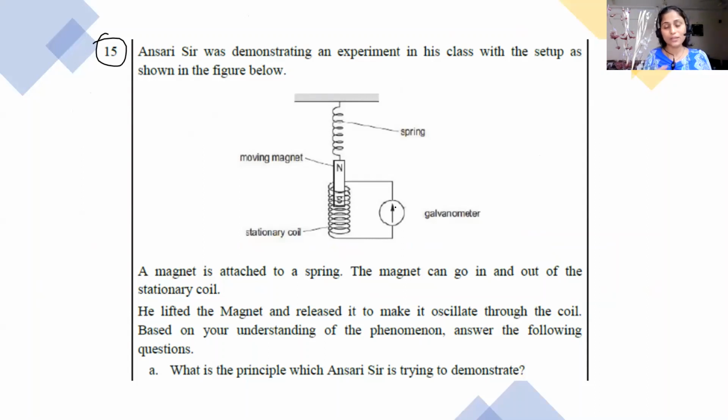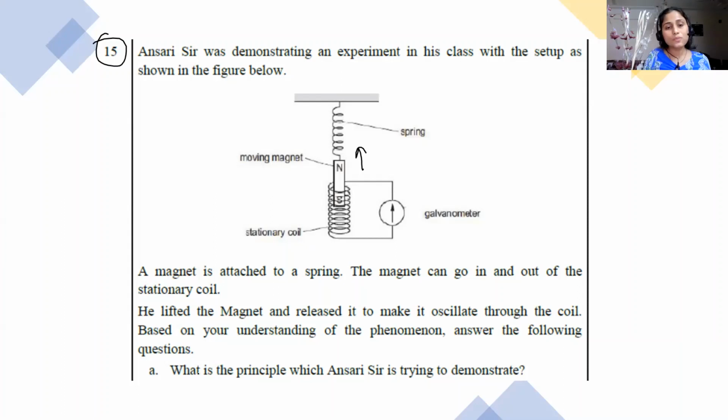No source we have, right? No current source, no voltage source. So what they are asking us in this question: he lifted the magnet. Ansari sir lifted the magnet, and when he released it, this magnet started oscillating, right? Inside and out of the coil, the stationary coil, it will keep on oscillating like this.